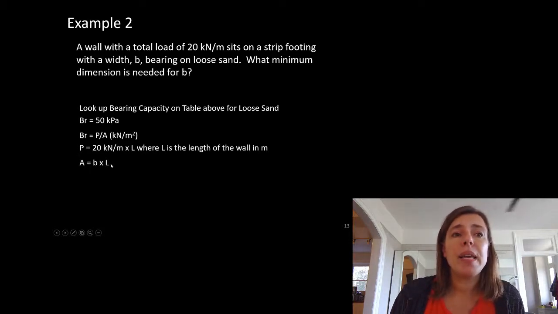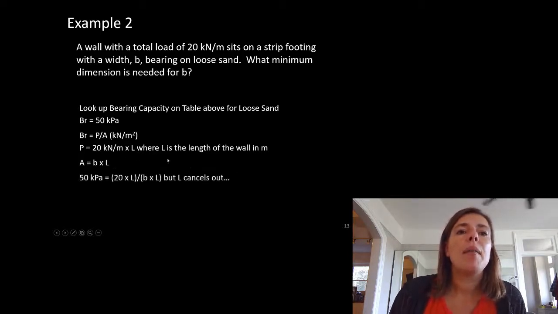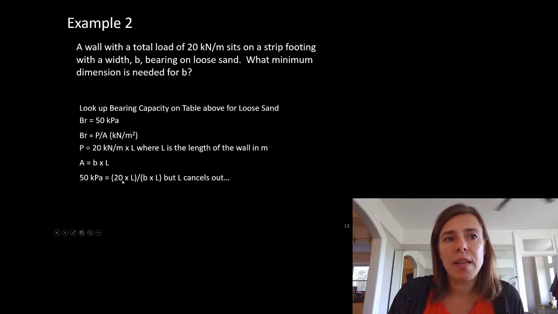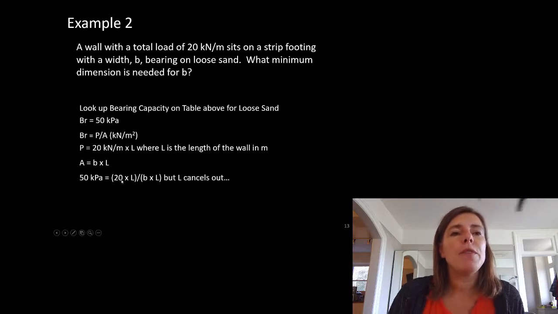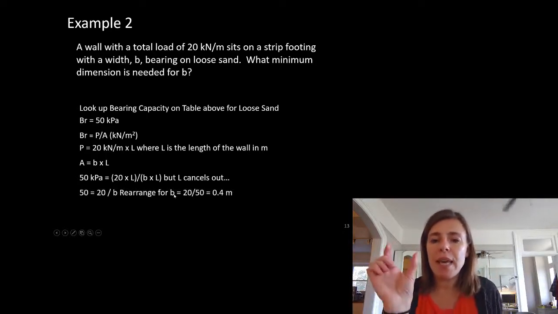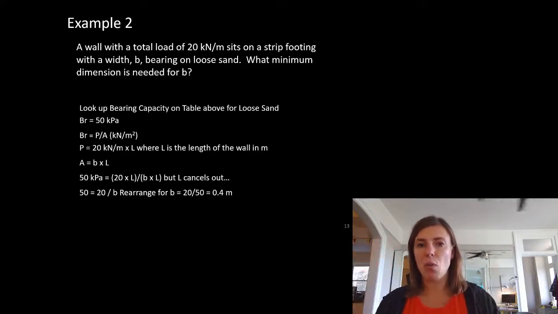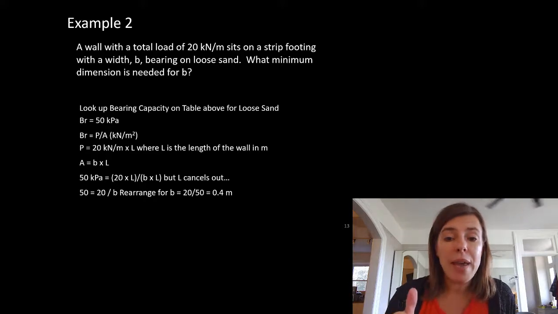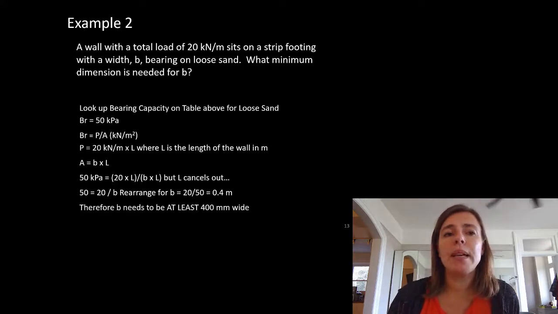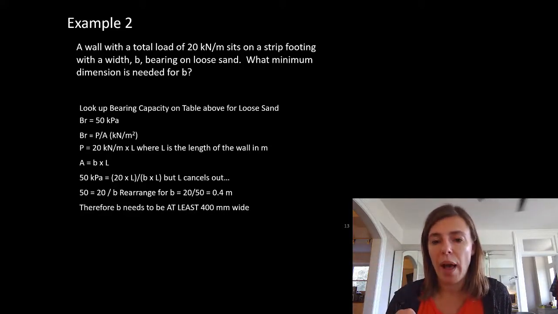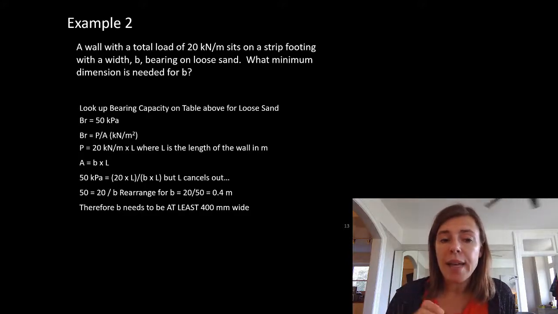Area is B times L. We could keep the B times L in this and say that 20 is times L. I often just make both of these one, solves the same problem. With 50 kPa, if we want to know what it takes to be just on the verge of failure, we can rearrange this and find that B needs to be 400 millimeters, or 0.4 meters wide. We could make it bigger, but we can't make it smaller. So B needs to be at least 400 millimeters wide. If we made it smaller, we would end up with a bearing pressure greater than 50, and then our soil would have a failure.